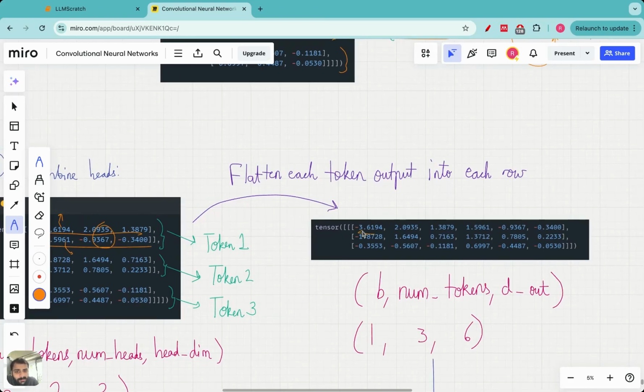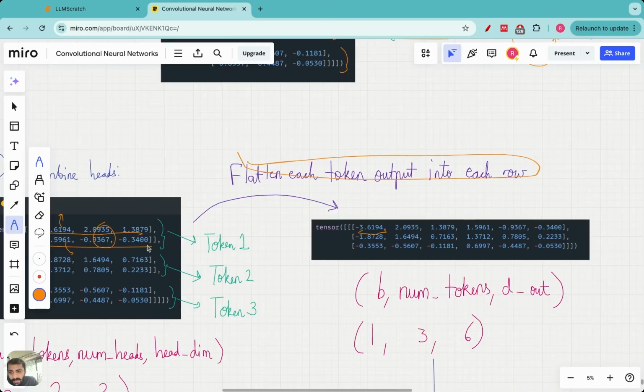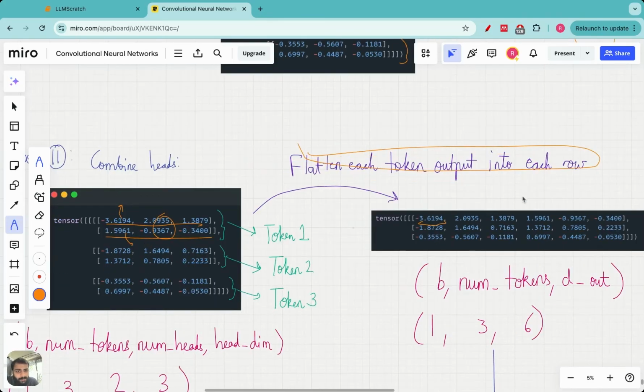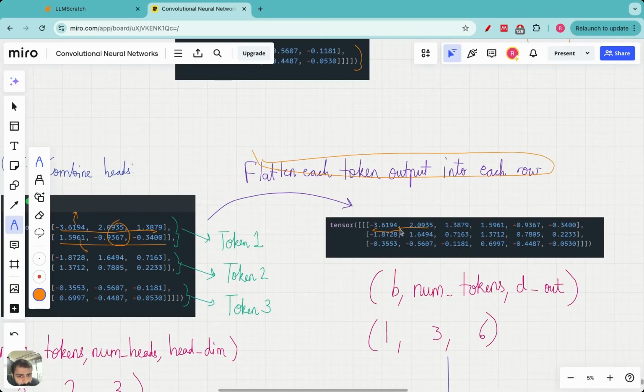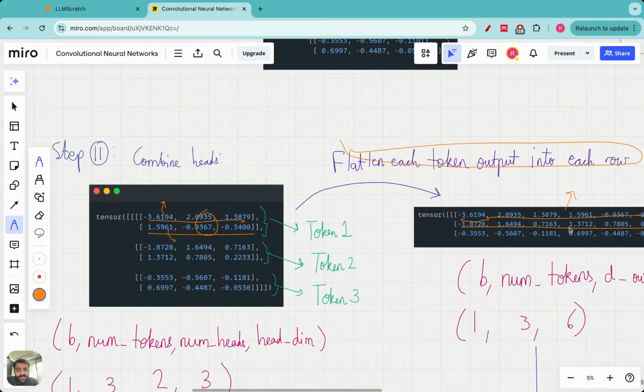Then we'll flatten each token output into each row. This is called flattening. So the head 1 and head 2 outputs are combined together. If you look at the final output, the first row consists of the merging of the two heads for the first token. The second row consists of the merging of the two heads for the second token. So for the second row, we merge these two outputs into one single row.